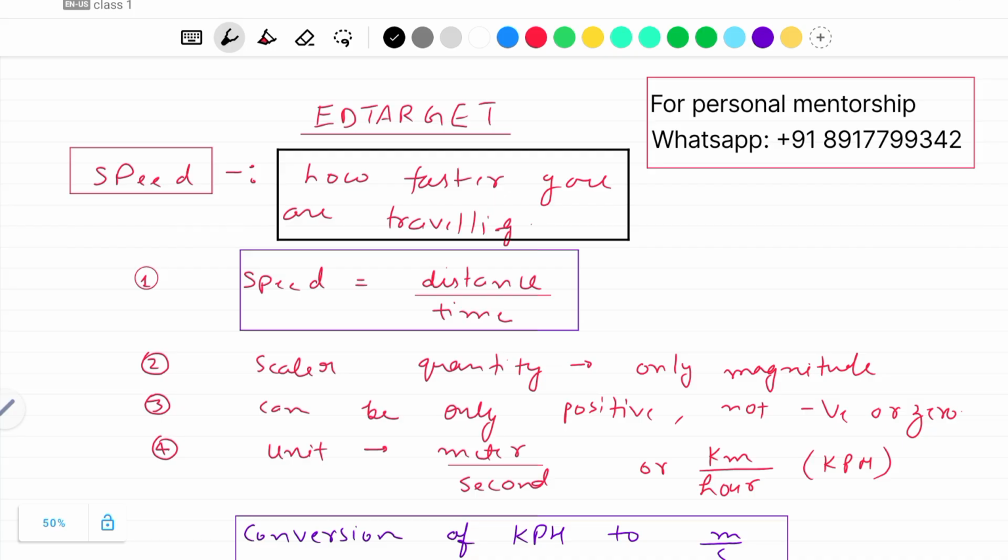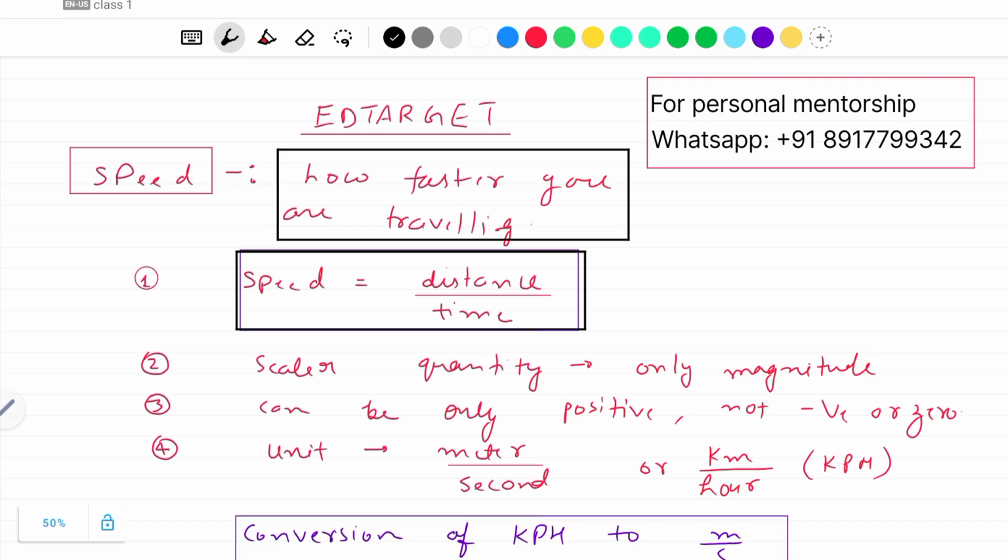I think it's common sense also. Now students, what is the formula of speed? The formula of speed is distance over time. How to calculate speed? Use the formula distance over time. This formula we will use to find speed.